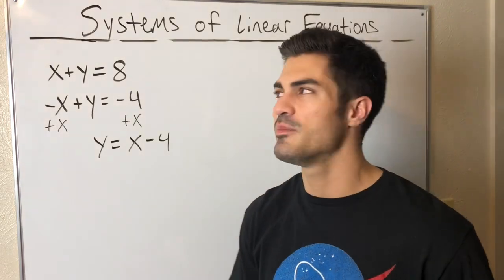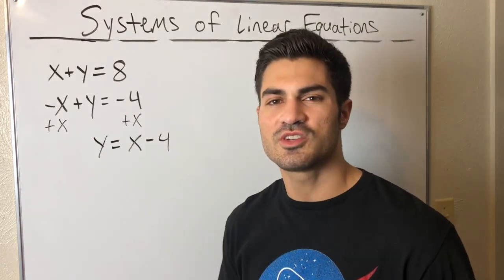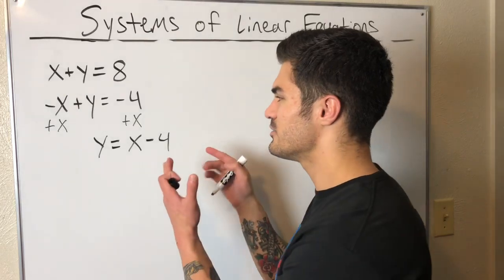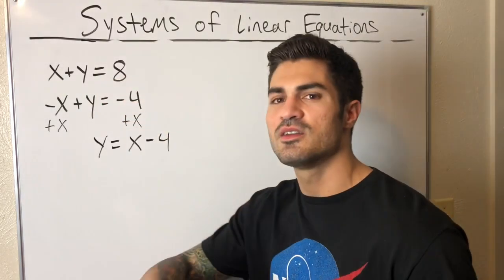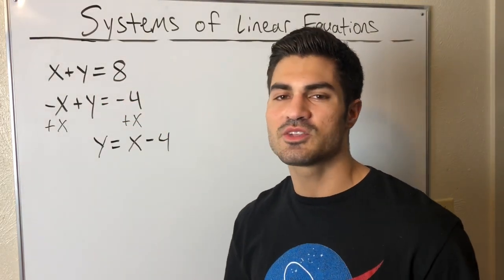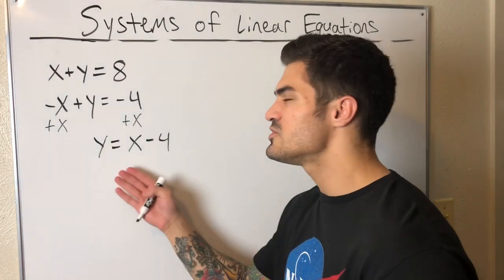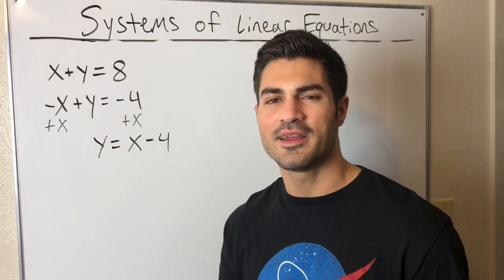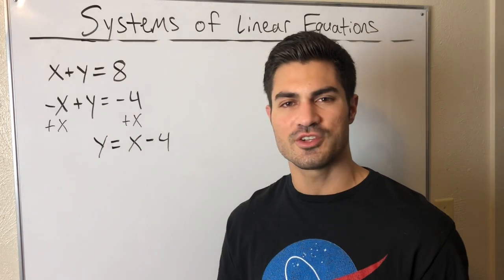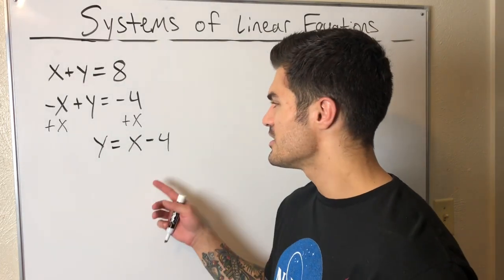Okay, so the hardest part about substitution is understanding why this works. Why is it that we substitute in this for this? The best way I can explain it is that we have two constraints for y. And a constraint just means like a restriction. So what I mean by that is, think about it.